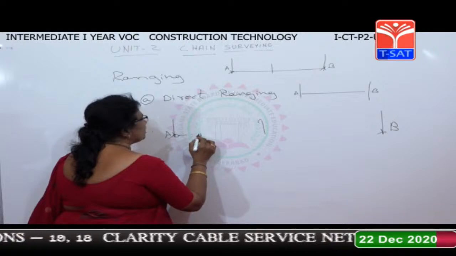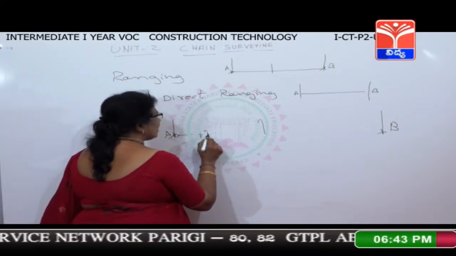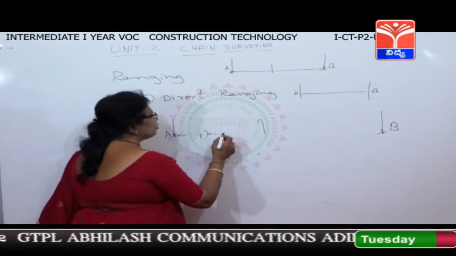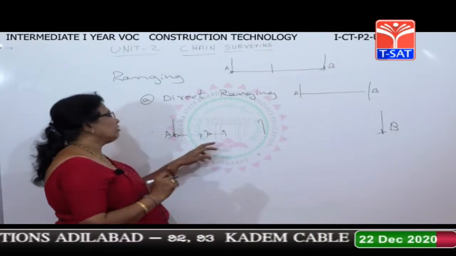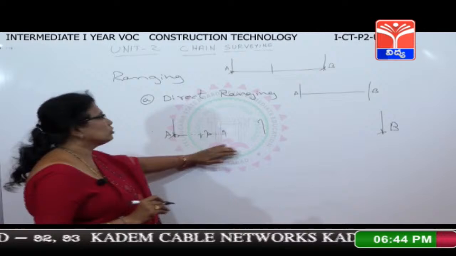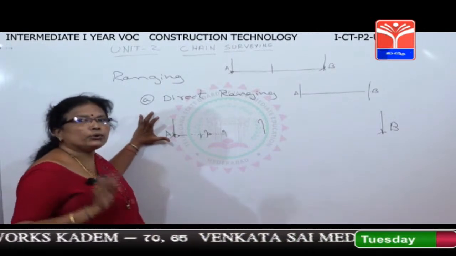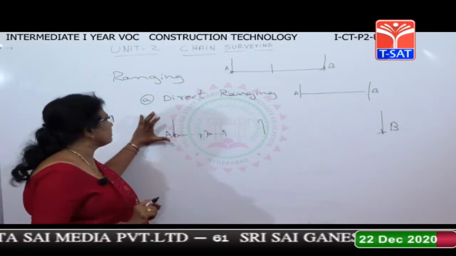Then at the end of the chain line, you have to fix one arrow. Again, this person will come here and proceed in the direction which has to be measured. And again, at the end of the chain line, we'll fix another arrow, and so on the chaining process is done. This is how you are going to do direct ranging by eye judgment.